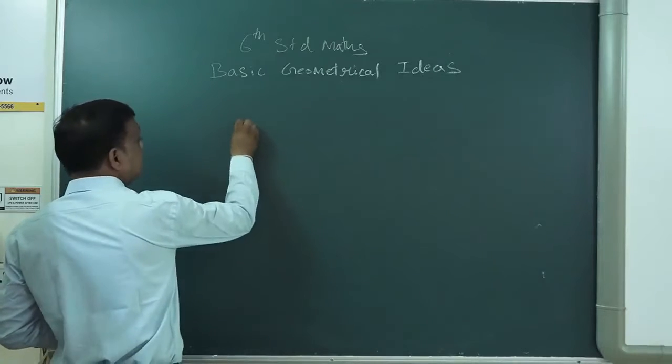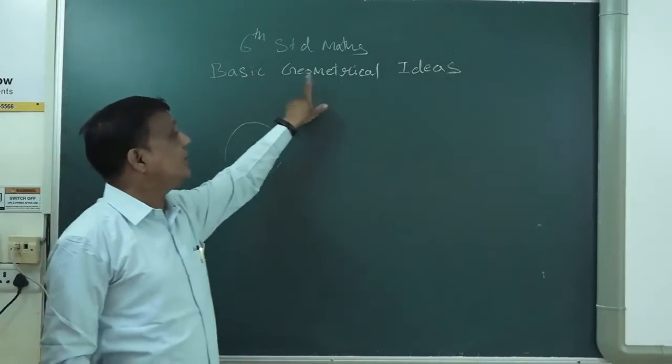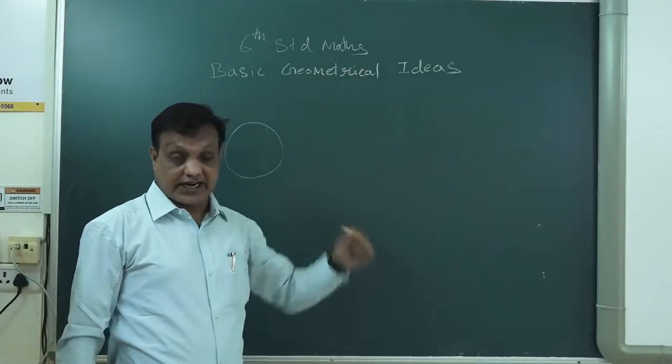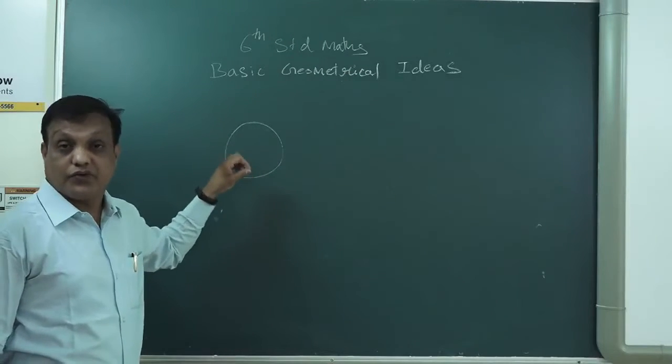Circle is not a polygon. This comes under what? Curves. These all are the basic geometrical ideas, means basic geometrical shapes or figures you can say. Starting from we are seeing the different figures and what is the use, how they will look, we see that.